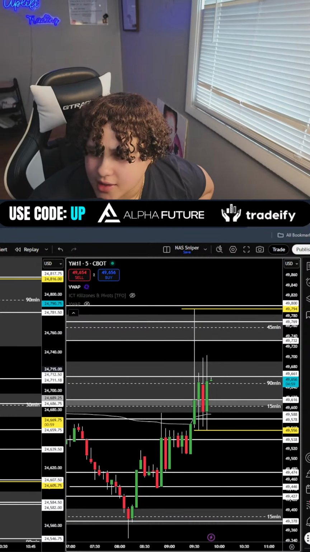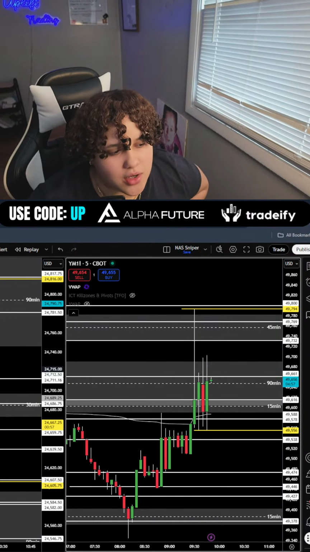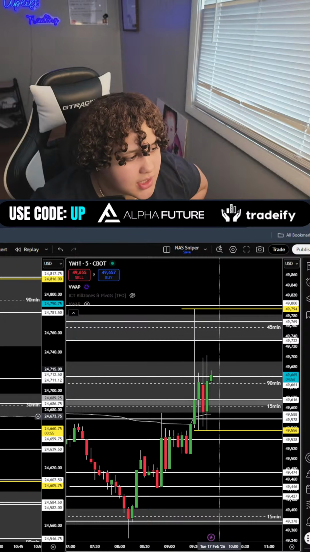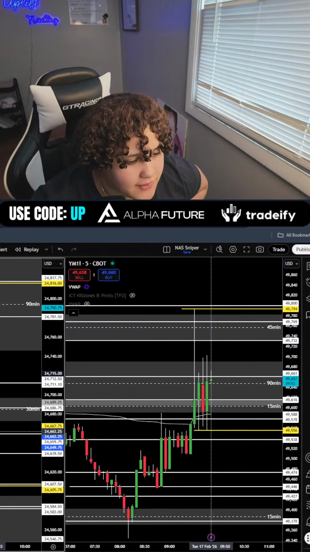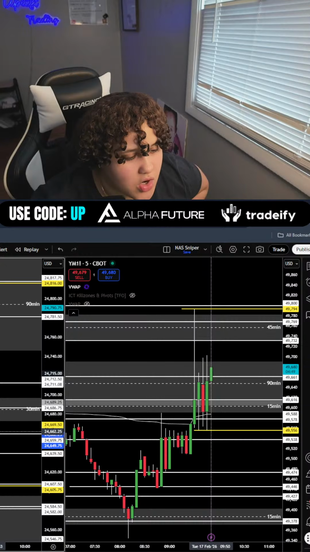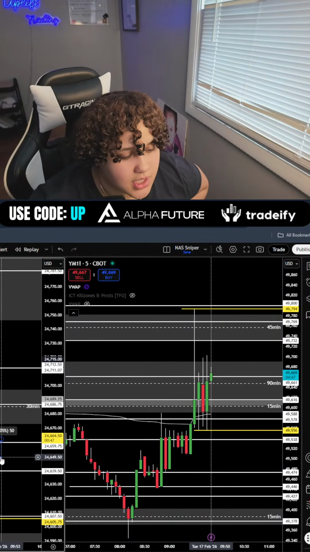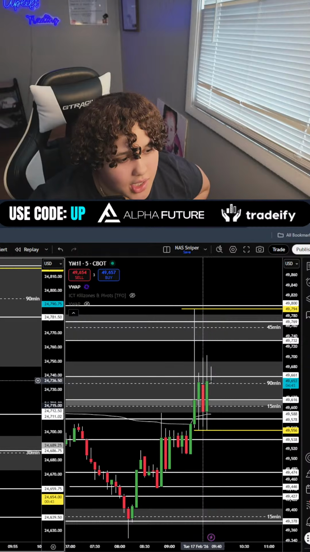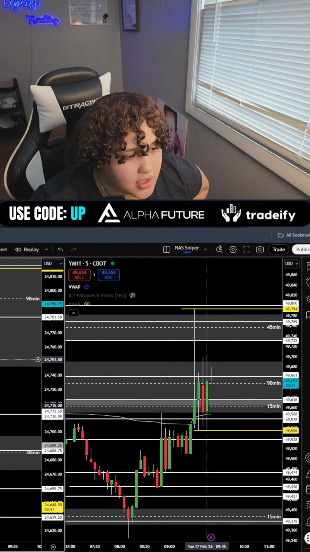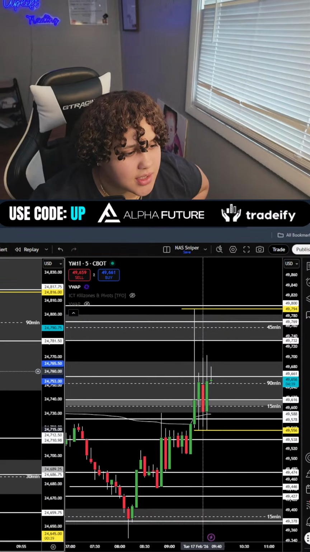Yeah, it's definitely way too volatile for 50 ticks. Just see what 50 ticks looks like on a 1 minute candle. This is what 50 ticks looks like. It's just way too tight. The wicks are bigger than 50 ticks. That's just how you know.